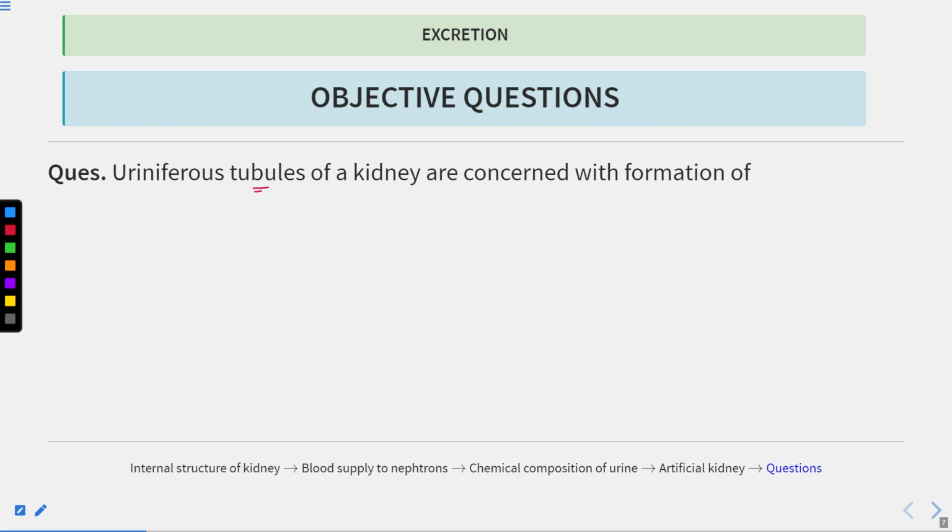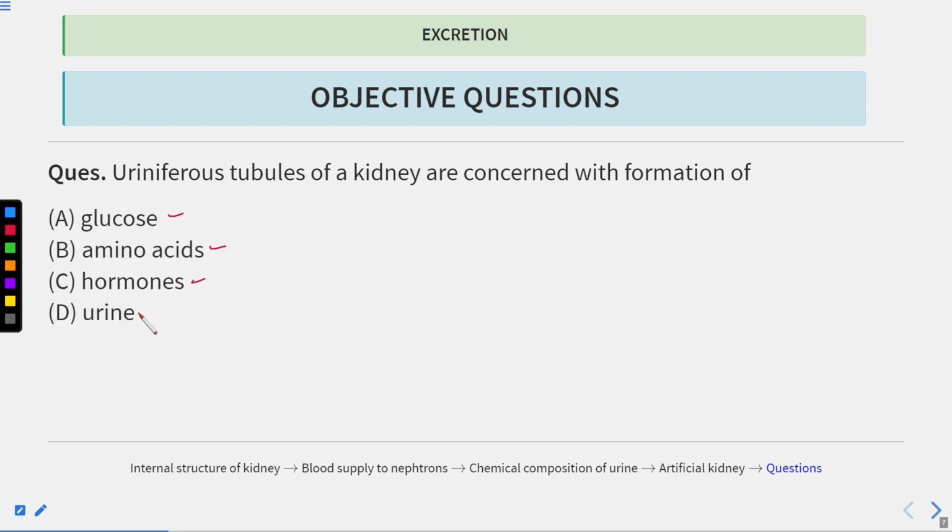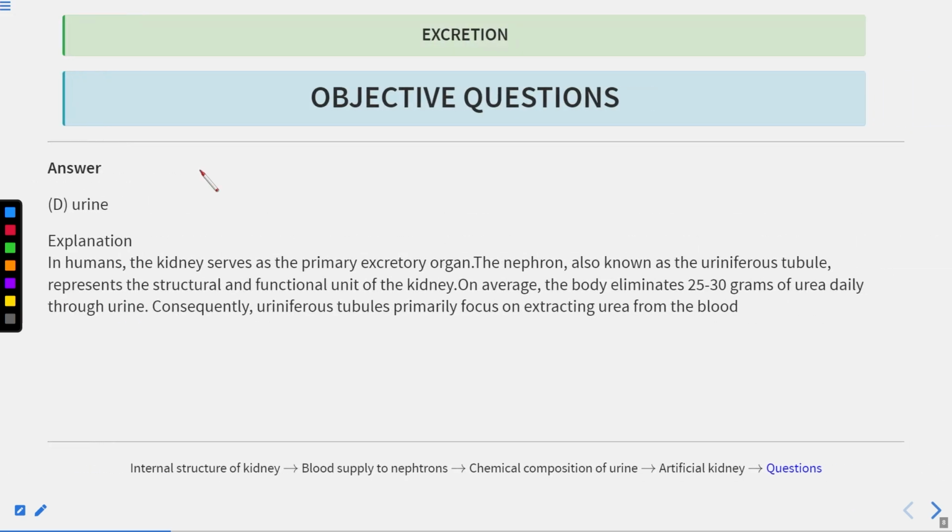The uriniferous tubule of a kidney is concerned with the formation of what? Options are glucose, amino acid, hormones, or urine. Okay. Now, what is the answer here? Option number D, urine. It is involved in the formation of the urine. And in the previous lecture, we discussed how urine is formed, when we were talking about the functions of the nephron.